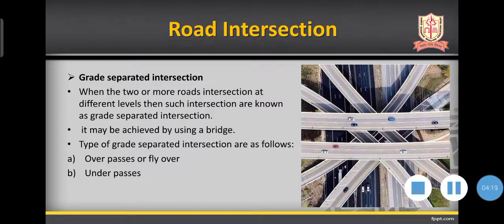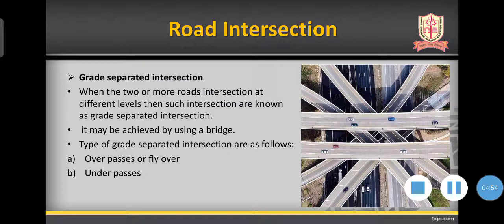Then the grade separated intersection. Grade separated intersection means two roads are intersecting at different levels. Meaning if one road is going in one direction, then a different road will go above, from above of that road. When two or more roads intersect at different levels, such an intersection is known as a grade separated intersection. It may be achieved by using bridges.